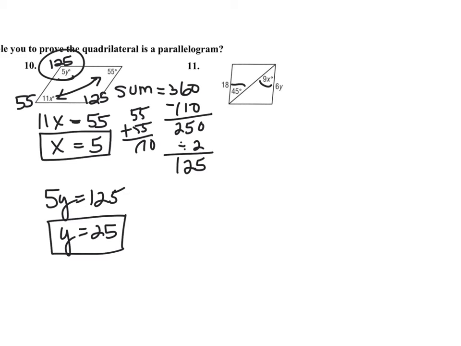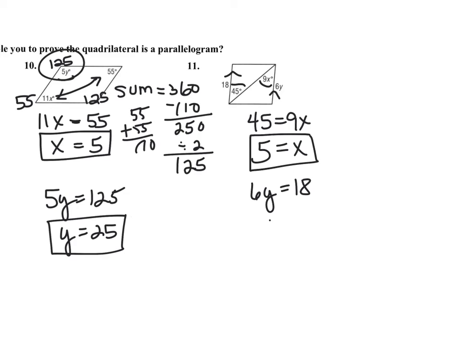So let's set 45 equal to 9x. So when I divide both sides by 9, x has to be 5 for this to be a parallelogram, for these two sides to be parallel. And now, if I want the one pair to be both parallel and congruent, we'll set 6y equal to 18. Divide by 6, and we get 3. So if x is 5 and y is 3, then we will have a parallelogram.